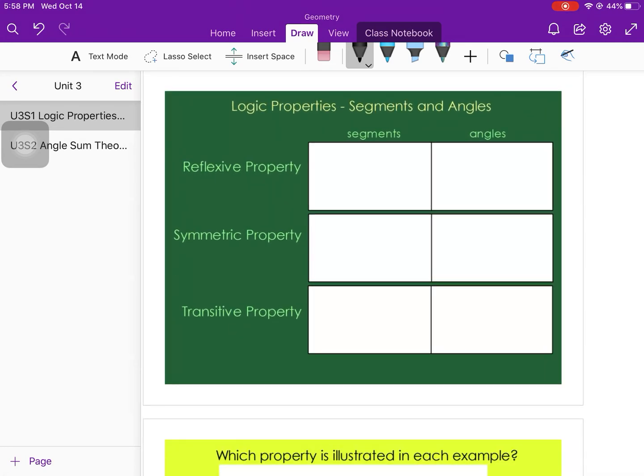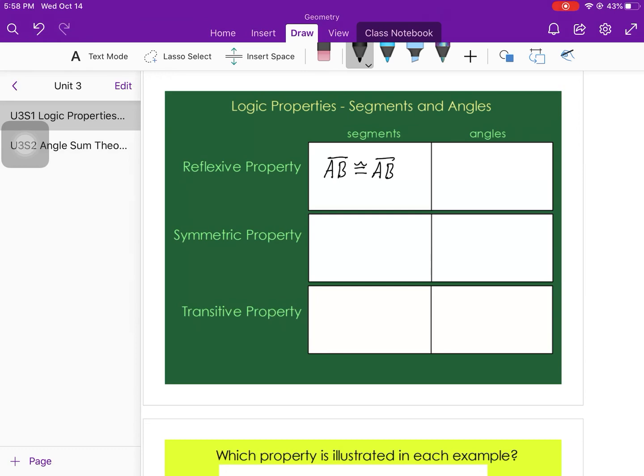All right, and then some of the logic properties that we talk about are the reflexive property, the symmetric property, and the transitive property. The reflexive property is very important for triangles because it tells us that one thing is congruent to itself. So when you hear the word reflexive, you should be thinking reflection. Where have I heard that word? Think about looking in a mirror. So if we're talking about segments, it's like saying a segment is congruent to itself.